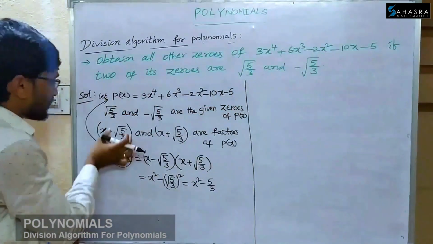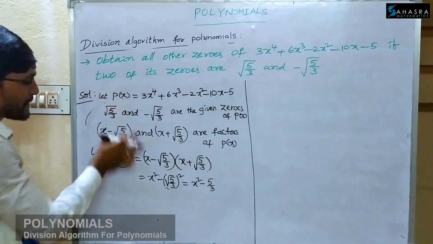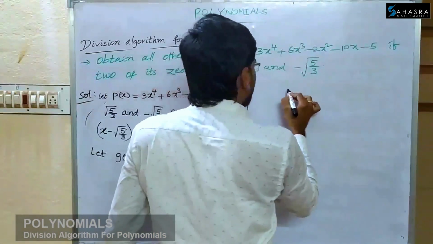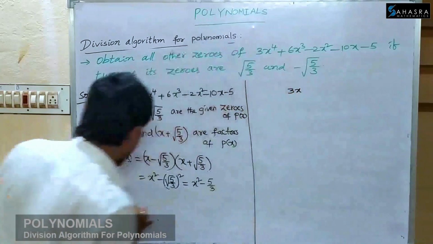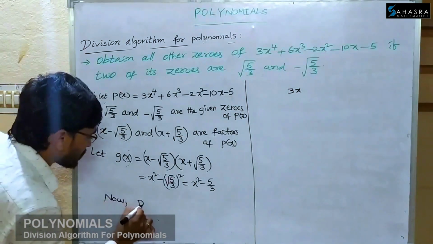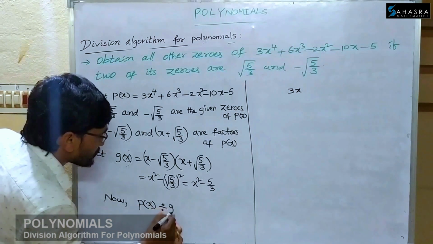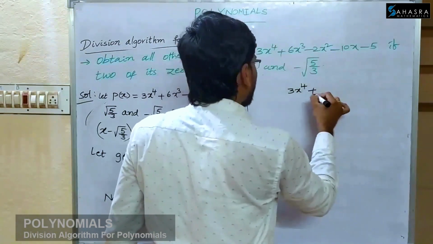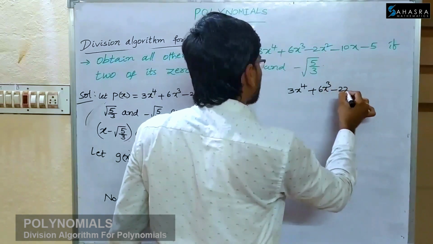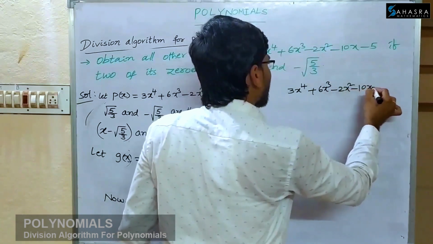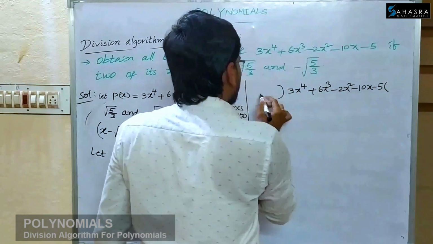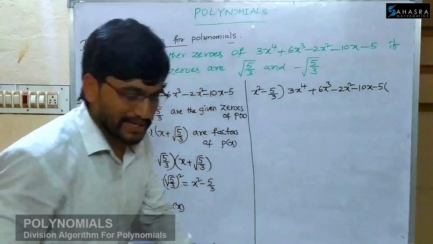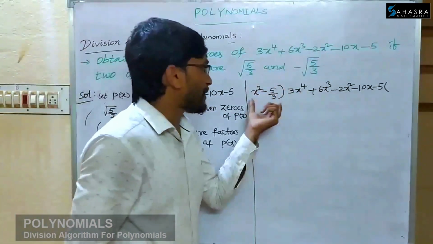So now divide this polynomial p of x by this g of x. See, 3x power 4 plus 6x cube minus 2x square minus 10x minus 5, divided by x square minus 5 by 3. Already we discussed how to divide a polynomial by another polynomial.